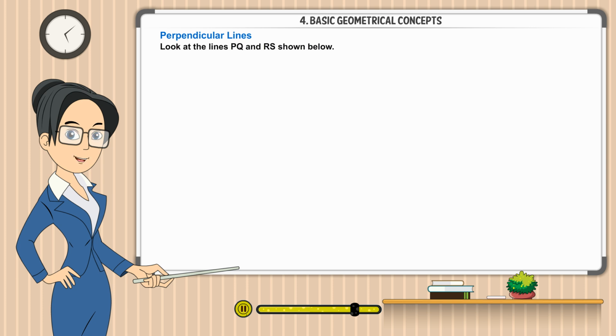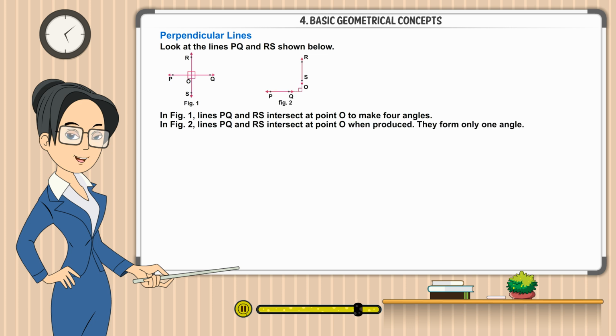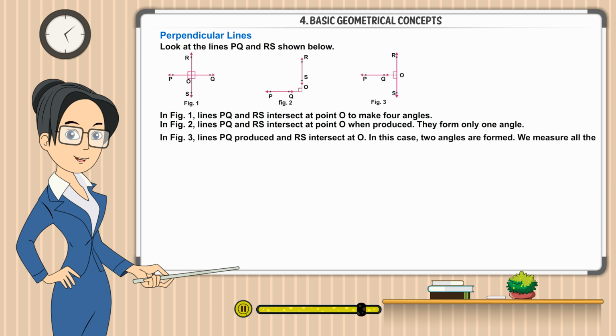Perpendicular lines. Look at the lines PQ and RS shown below. In figure 1, lines PQ and RS intersect at point O to make 4 angles. In figure 2, lines PQ and RS intersect at point O. When produced, they form only one angle. In figure 3, lines PQ produced and RS intersect at O. In this case, 2 angles are formed. We measure all the angles formed in the 3 figures. We will find that each of these angles is 90 degrees or a right angle.